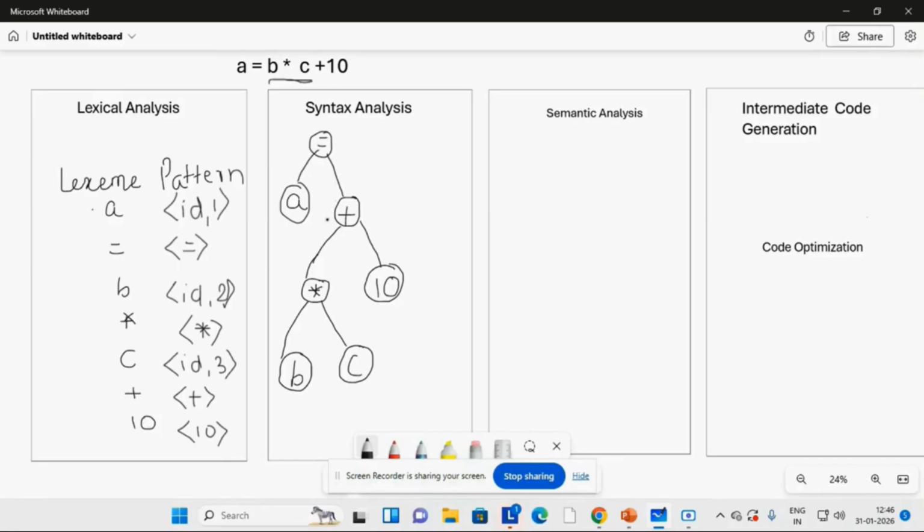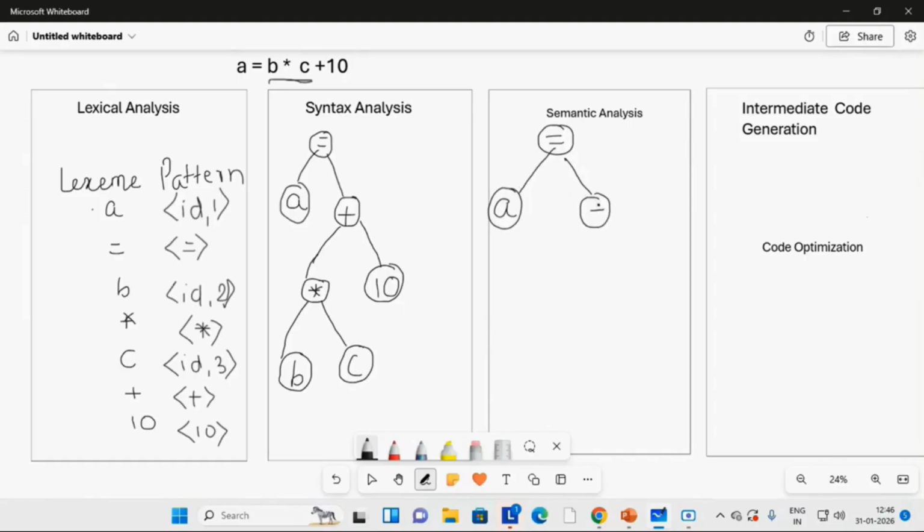Next is semantic analysis. Semantic analysis is responsible for generating a semantically verified parse tree. In the question it was mentioned A, B, C are of real type. Hence, we need to convert 10 to real type. So the entire tree will remain as it is except 10 will be converted to real.